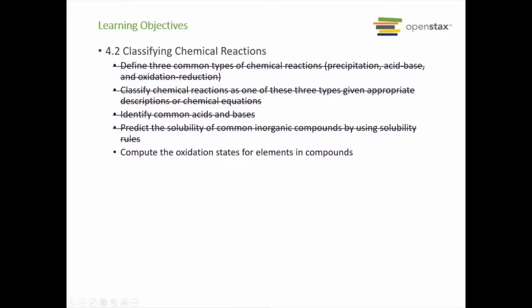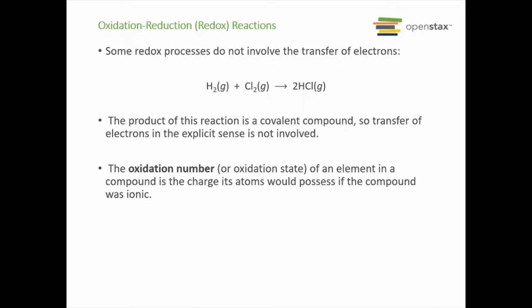Welcome back. Now we are going to finish off section 4.2. So we are picking up with the oxidation states of elements in compounds. This is building on redox reactions. There are some redox processes where there is no transfer of electrons. For instance, hydrogen gas and chlorine gas react to form hydrogen chloride. This forms a covalent compound, so you don't really see explicit electron transfer.